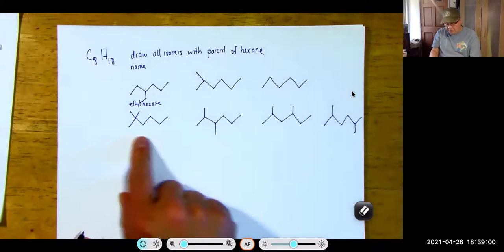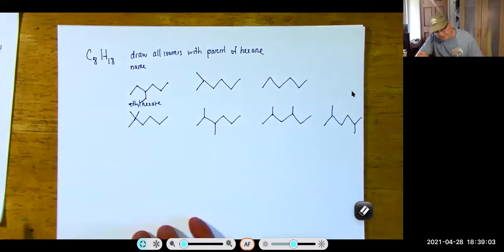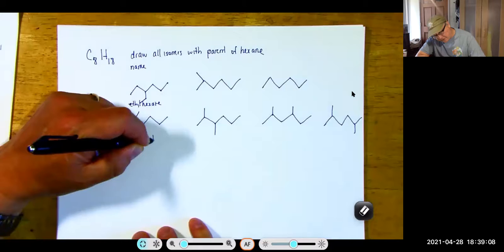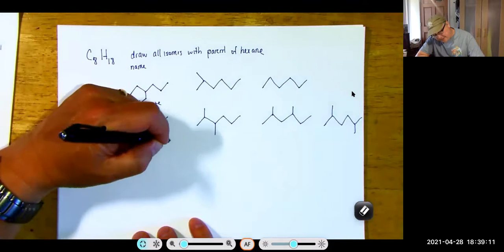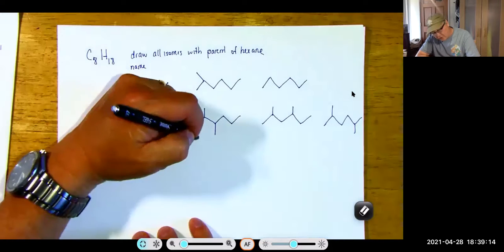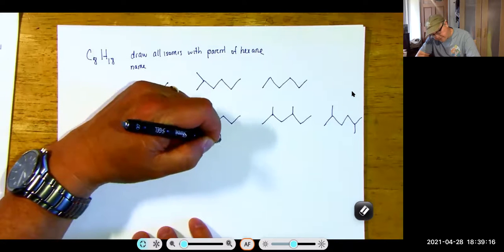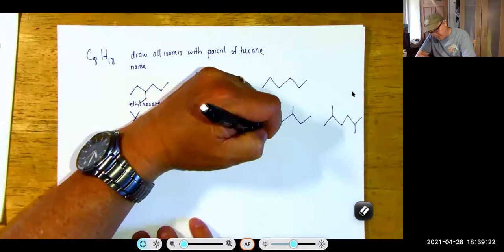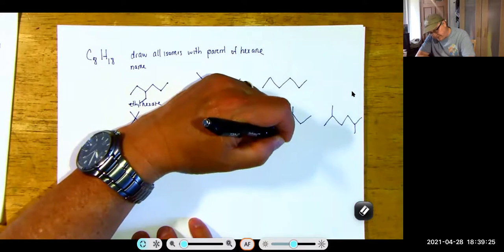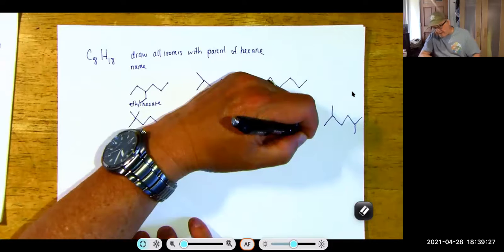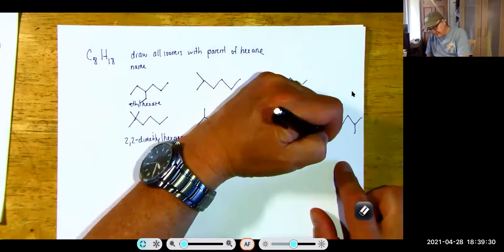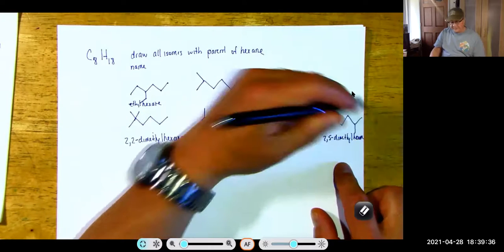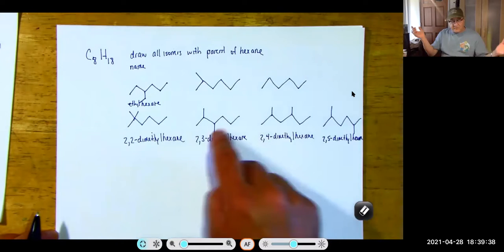So these are 4 different ones right away. This one's called 2,2-dimethyl hexane, 2,3-dimethyl hexane, 2,4-dimethyl hexane, and finally 2,5-dimethyl hexane. So I've got 1, 2, 3, 4, 5 right away.